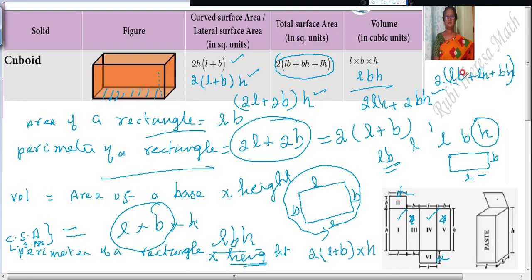Here, changing the place, it won't affect the formula. 2 into, understand? LH plus BH plus LB also you can write. Why? You know this formula already, isn't it? Up to this. So, LB is in addition you can write. Like this also you can write. Do you follow? Otherwise, you can write 2LB plus 2BH plus 2LH. Is it okay? Do you follow?